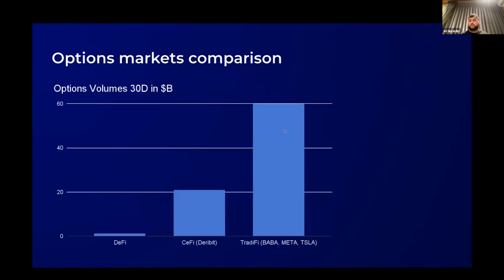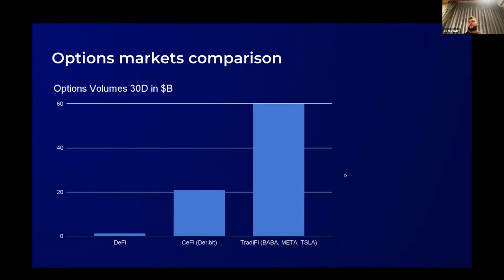So I will show you the comparison here. I wanted to give you a little perspective on the difference between option volumes in DeFi, CeFi, and TradFi. I hope it's seen here. One second. Yeah, we can move it here somehow.